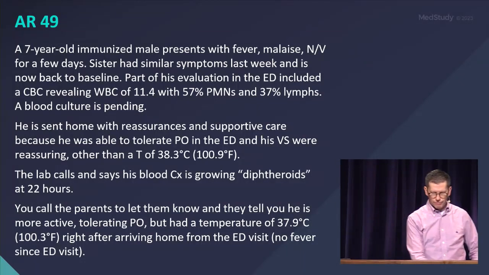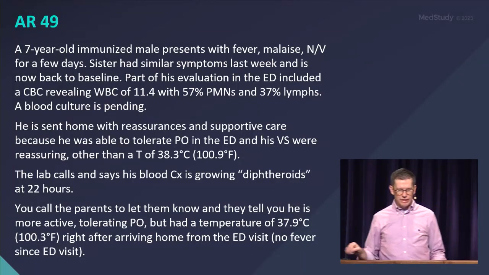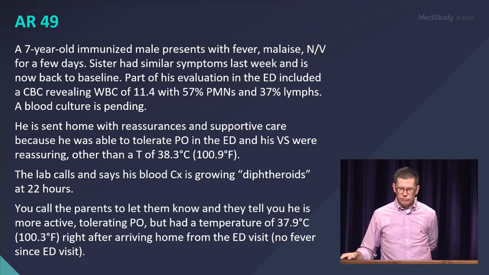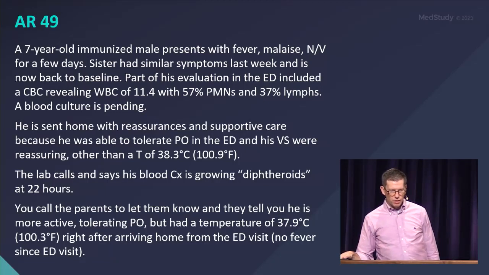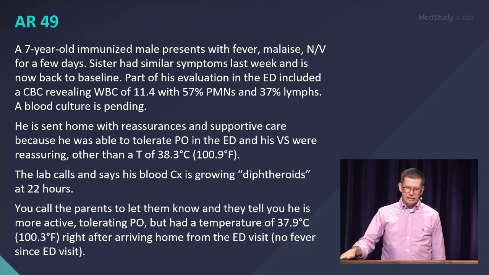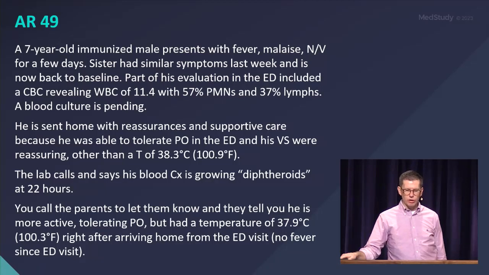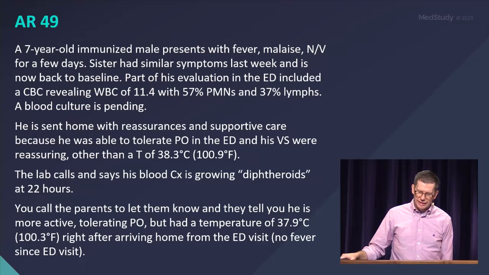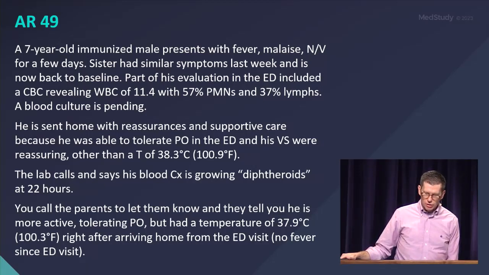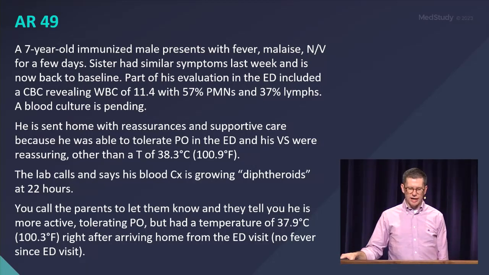Okay, moving on. 49, a 7-year-old immunized male presents with fever, malaise, nausea, vomiting for a few days. Sister had similar symptoms last week and is now back to baseline. Part of this kid's evaluation in the ED included a CBC revealing a white count of 11.4 with 57% PMNs and 37% lymphs. A blood culture is pending. He is sent home with reassurance and supportive care because he was able to tolerate PO in the ED and his vital signs were reassuring, other than a temperature of 100.9.